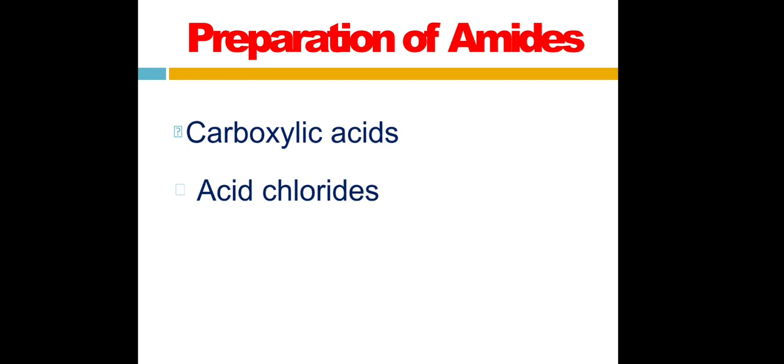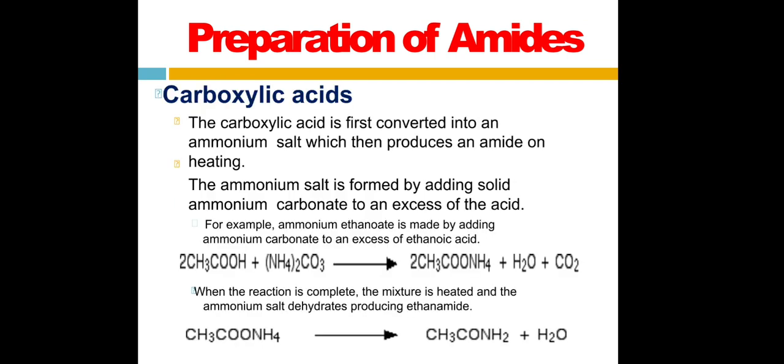Preparation of amides. Amides are made from carboxylic acids and acid chlorides. The carboxylic acid is first converted into an ammonium salt, which then produces an amide on heating. The ammonium salt is formed by adding solid ammonium carbonate to an excess of the acid.